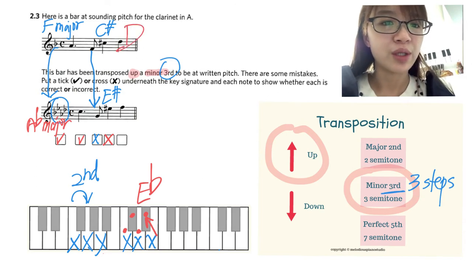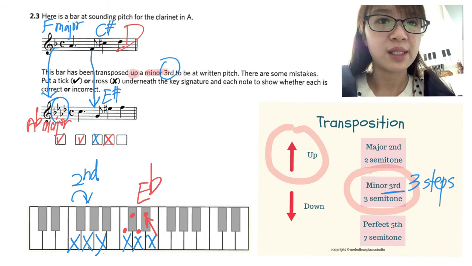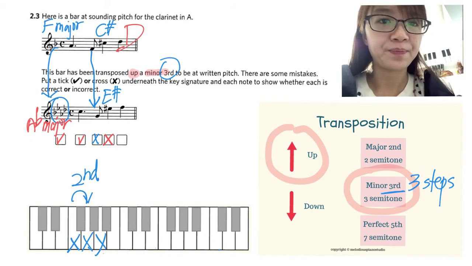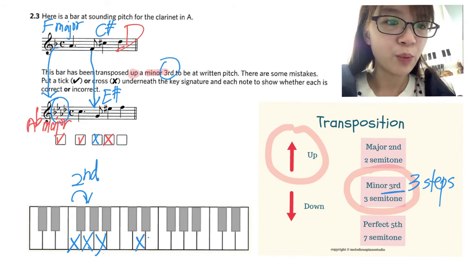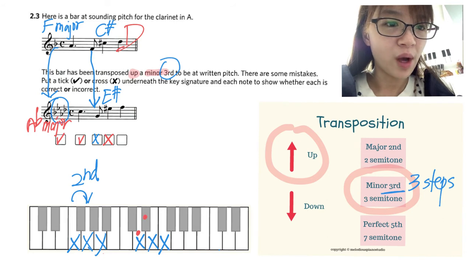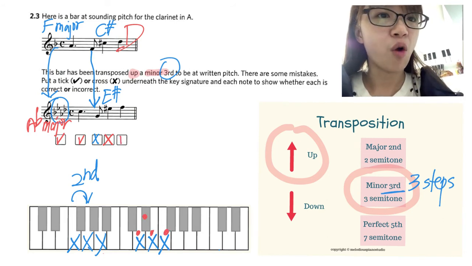The next one, D. Let's check the D note. D note is over here. Count 3 steps, 1, 2, 3, and now count 3 semitones, 0, 1, 2, 3. It gives you F, that's correct.